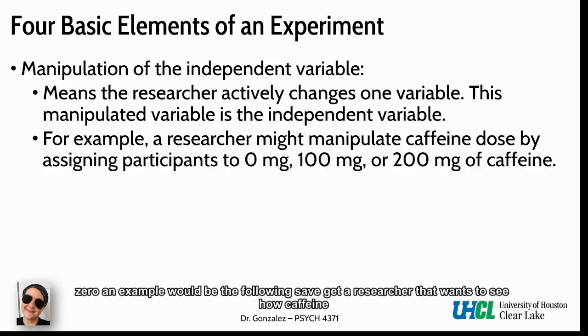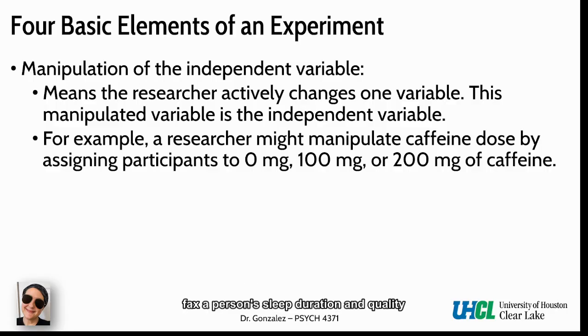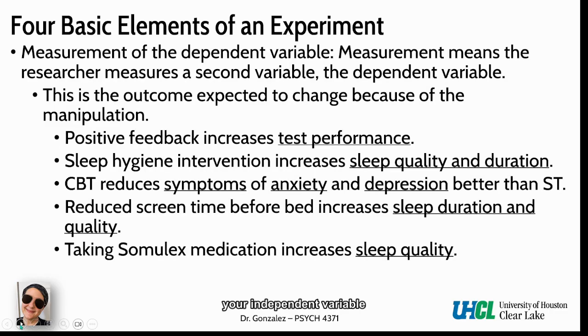So an example would be the following. Say you've got a researcher that wants to see how caffeine affects a person's sleep duration and quality. So they assign their participants to one of three different conditions. They can either get 0 milligrams, 100 milligrams, or 200 milligrams of caffeine. So caffeine dosage is going to be our manipulated independent variable. You should be listening in this video and thinking back to your research question and trying to identify how you, the researcher, are proposing to manipulate your independent variable.